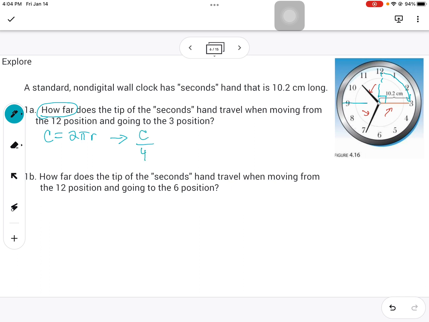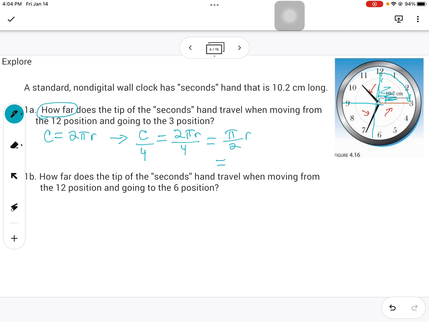And let me demonstrate that over here. You can see that this piece is 1/4. So my circumference divided by 4 would be 2 pi r divided by 4. And if I reduce 2 over 4, I get pi over 2 times r.